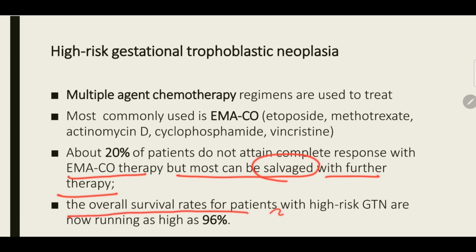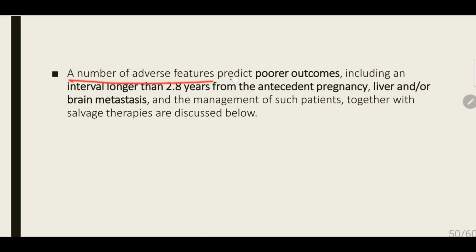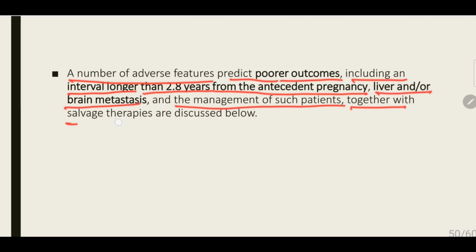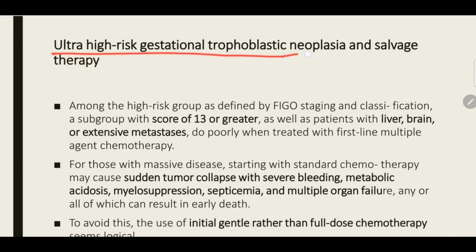The overall survival rates for patients with high risk GTN are now running as high as 96%. In low risk, it is around 100%. A number of adverse features predict poorer outcomes, including an interval longer than 2.8 years from the antecedent pregnancy, liver and/or brain metastasis. The management of such patients, together with salvage therapy, ultra high risk gestational trophoblastic neoplasia, and salvage therapy.